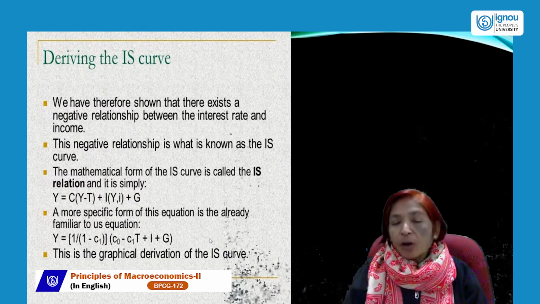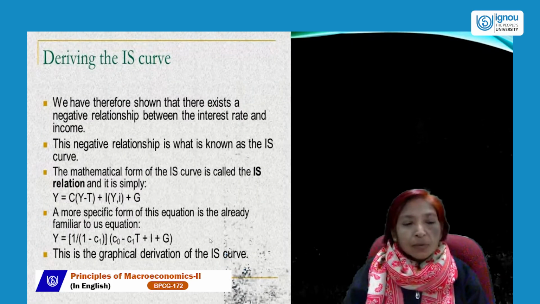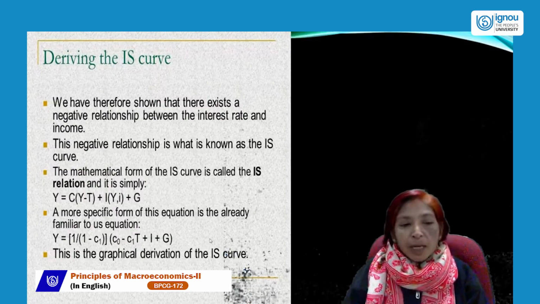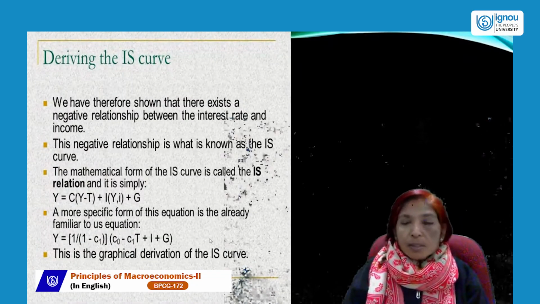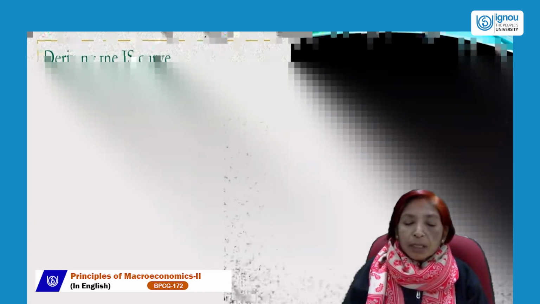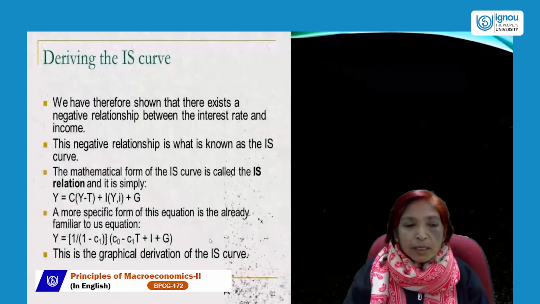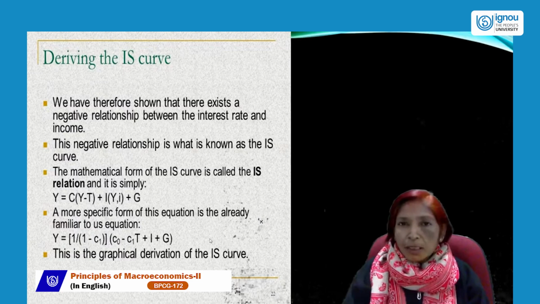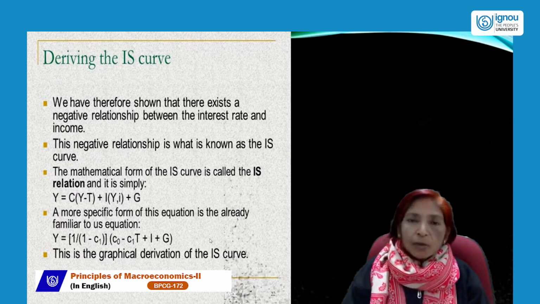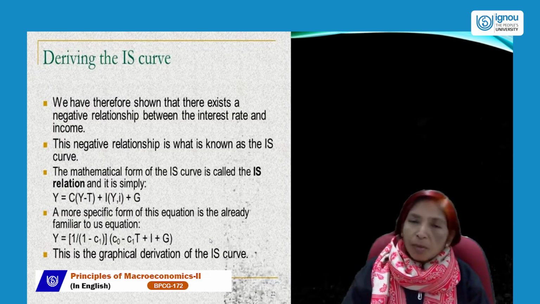A more specific form of this equation, already familiar to us, is Y equals 1 upon (1 minus C1) times (C0 minus C1 T plus I plus G). If we extend this equation, then we can get this formula. So graphically we have derived the IS curve with the help of the aggregate demand and aggregate supply curves, and the equation we can derive with the help of the three-sector model or four-sector model.